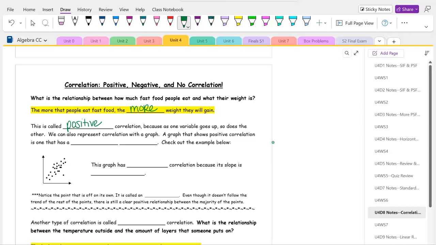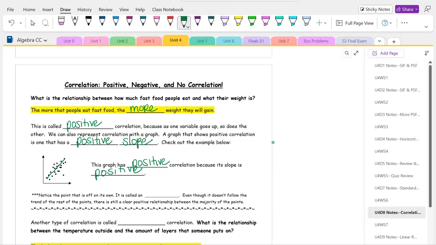You can also represent positive correlation with a graph. A graph that shows positive correlation is one that has a positive slope. So if we look at this graph, you can see for sure this graph does have positive correlation because its slope is positive.